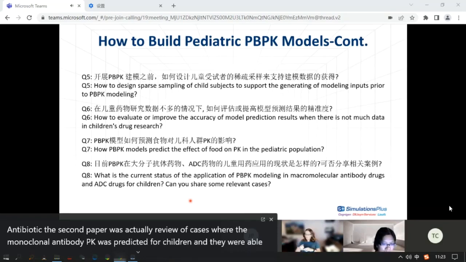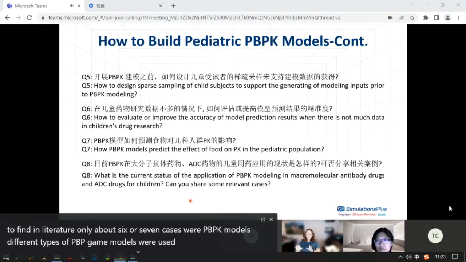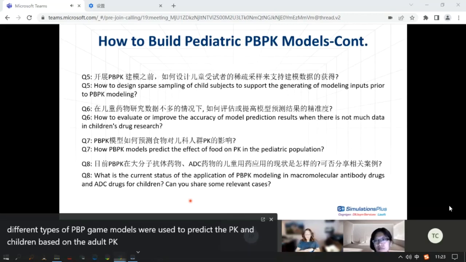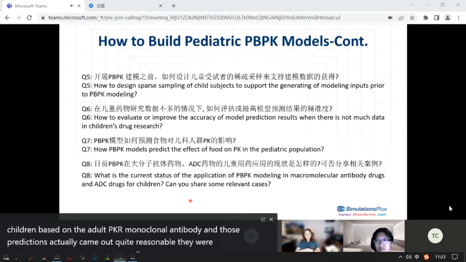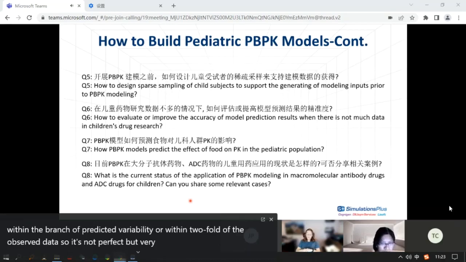They were able to find in the literature only about 6 or 7 cases where different types of PBPK models were used to predict the PK in children based on the adult PK of monoclonal antibodies. And those predictions actually came out quite reasonable. They were usually within the range of predicted variability or within 2-fold of the observed data. So it's not perfect, but very reasonable predictions were obtained with PBPK models.